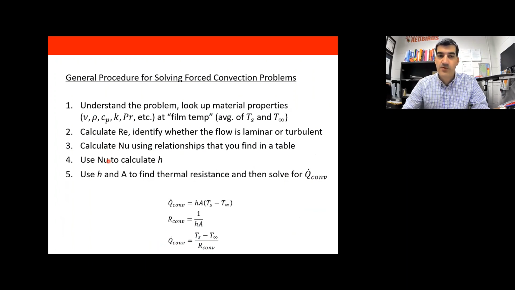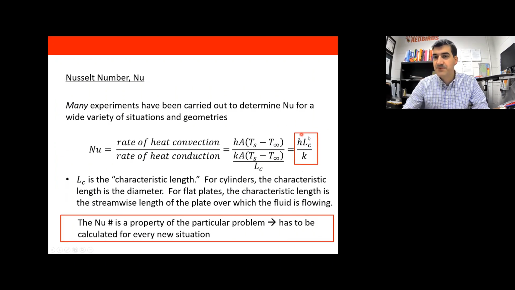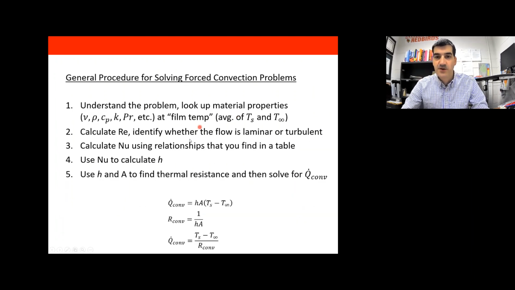And then in step 4, you'll use the definition of the Nusselt number. Nusselt number equals h times L sub c divided by k. You'll solve for h. Once you have h, once again, you'll plug in and solve for the thermal resistance for convection, and then plug that in here to solve for the total rate of heat transfer.